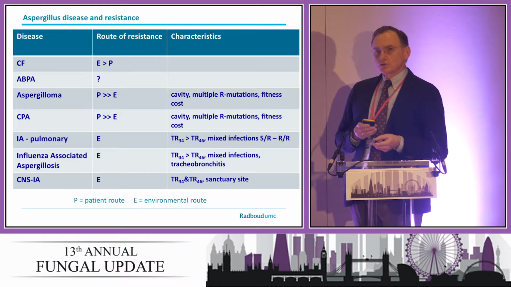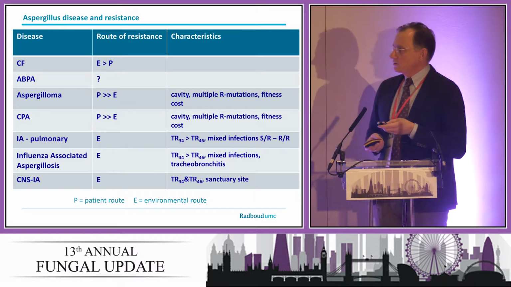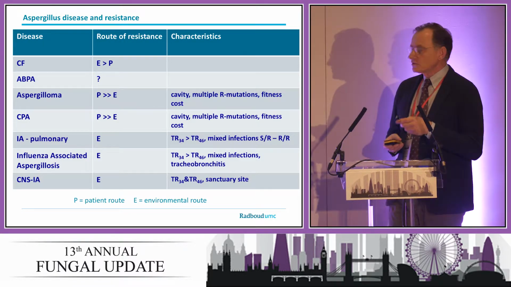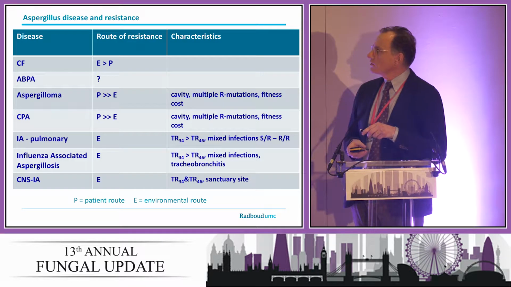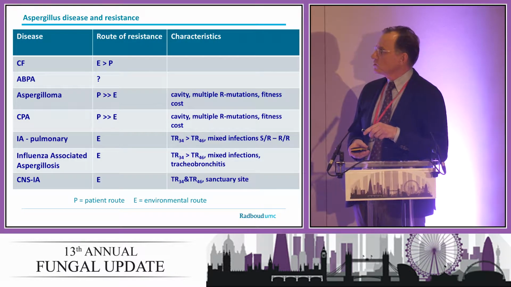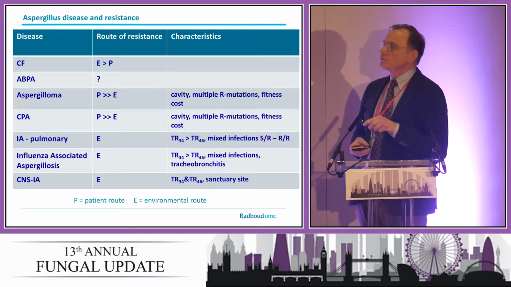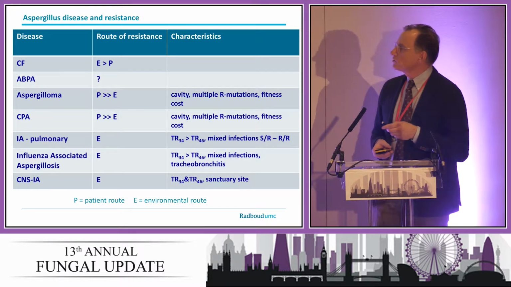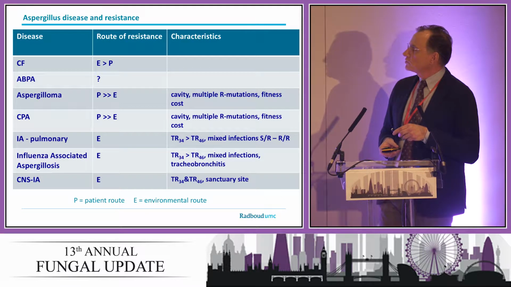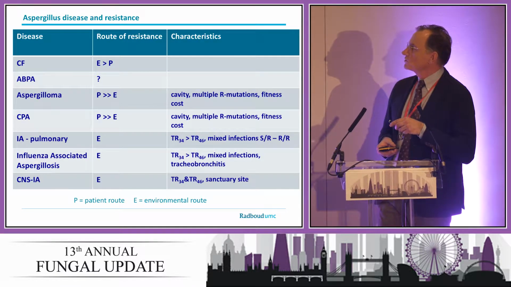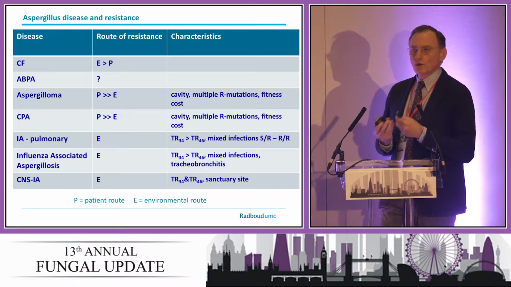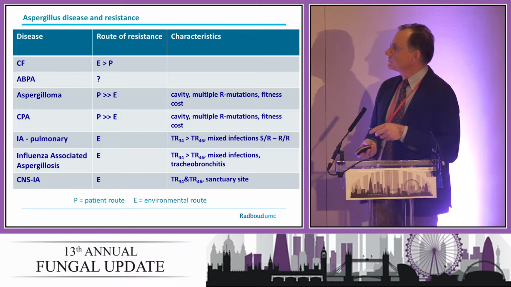Depending on the host group and Aspergillus disease, the route of resistance is different. In chronic Aspergillus cases, aspergilloma and chronic pulmonary aspergillosis, you have much more frequently the patient route. These patients usually have chronic lung disease with a cavity. You find multiple resistance mutations, and often the isolates have a fitness cost. So they go white and they grow less well.